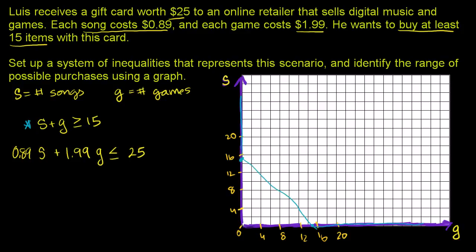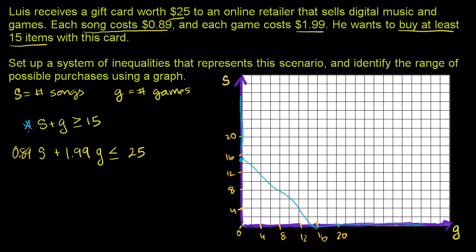So that's pretty good. So that's the line S plus G is equal to 15. And when we talk about the values greater than 15, we're going to go above the line. And you saw that when G is equal to 0, S is greater than or equal to 15. It's all of these values up here. And when S was 0, G was greater than or equal to 15.